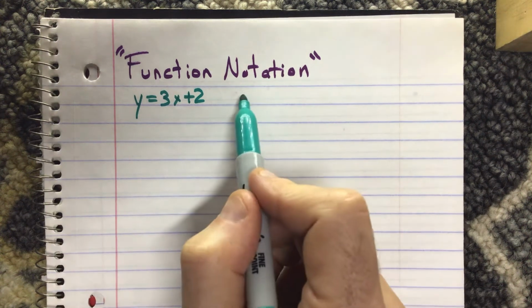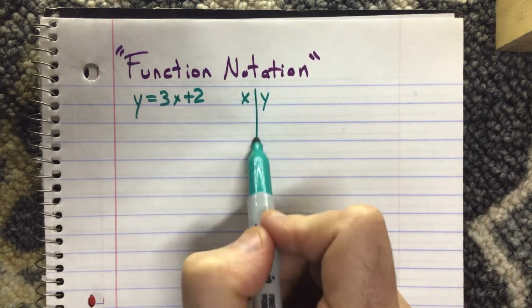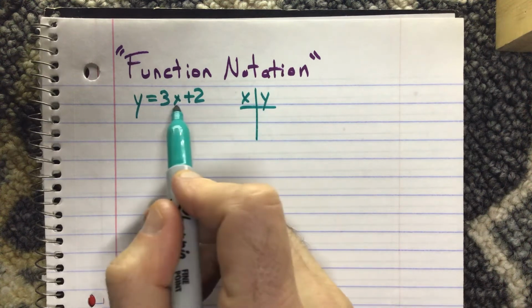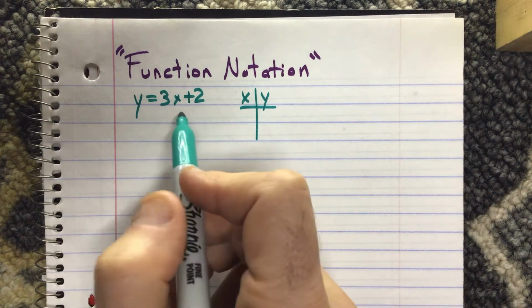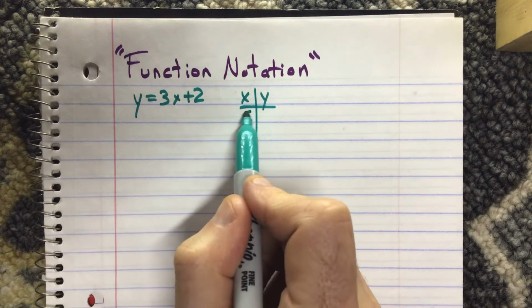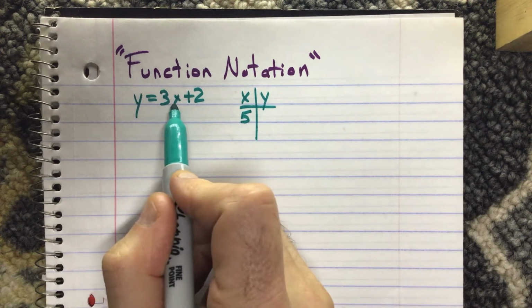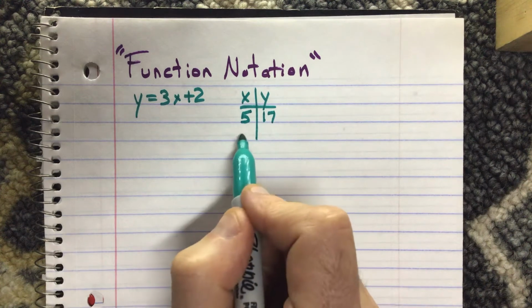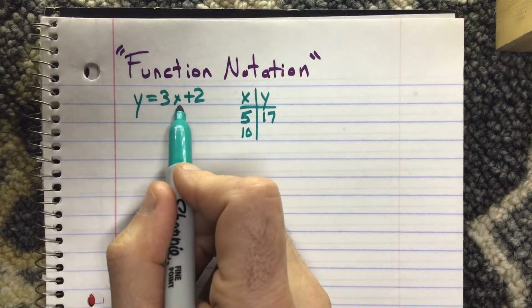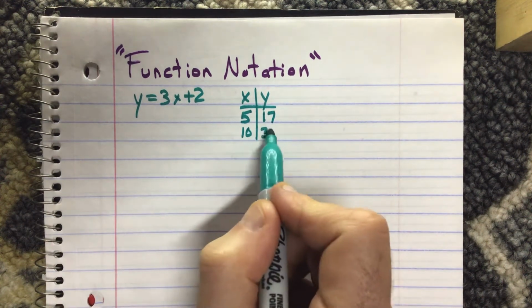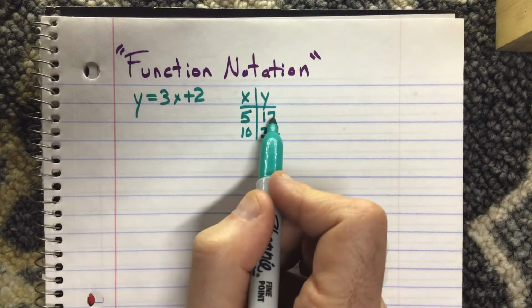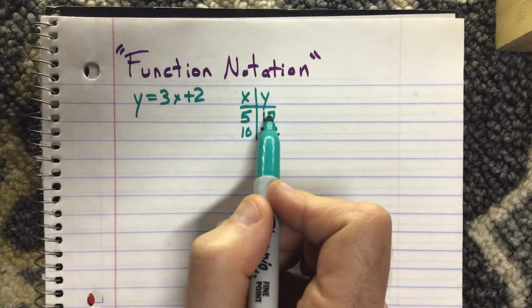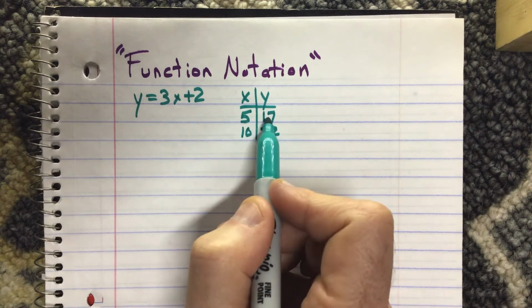We know this already. You can make a table and you could find some solutions by plugging in a number for x, any number you want, because there are infinitely many solutions. So if you plugged in 5, for example, 3 times 5 is 15, plus 2 is 17. If you plugged in 10, 3 times 10 is 30, plus 2 is 32. So this is an input, output, domain, range, x values, y values.